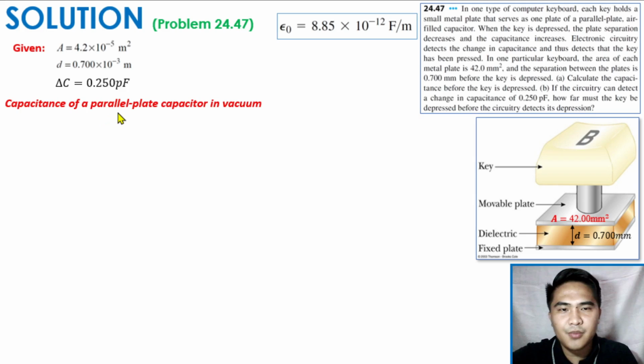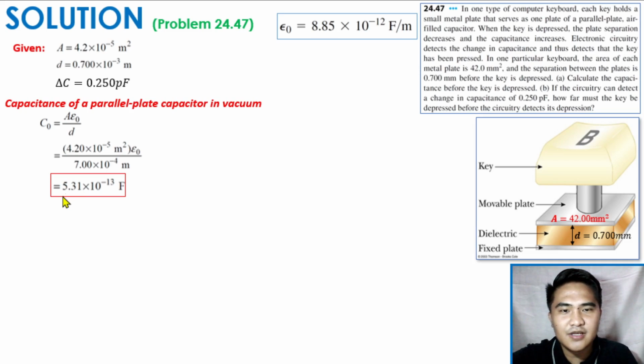The capacitance of a parallel plate capacitor in vacuum is given by this formula: C naught is equal to A epsilon naught over D. Substituting the values, we have the area of the plate, the epsilon naught value, which is this, and the distance between the two plates, giving us the initial capacitance of 5.31 times 10 to the negative 13 farad. Now let us solve for the new value of C if the key is depressed.